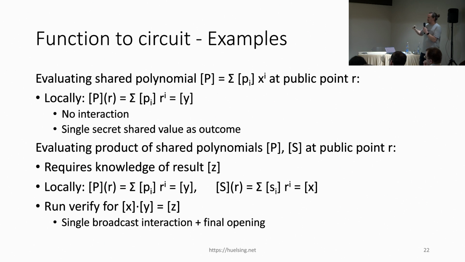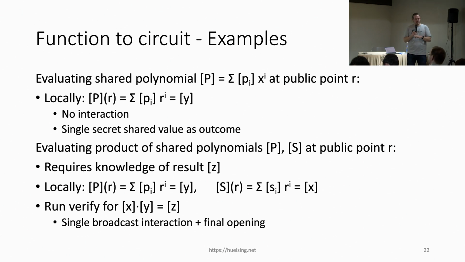If we want to evaluate the product of two shared polynomials at a random point r, then we will need knowledge of the result z if we want to use this verification trick from before. The idea is that we evaluate the two polynomials locally. So we will get some value y and some value x. Then we have to run the verification for this product of x times y with input z. This step we can do locally, and this step we can do locally. This is the multiplication verification that we had before.